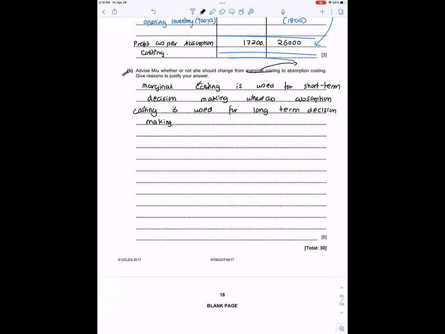So marginal costing is used for short-term decision making, whereas absorption costing is used for long-term decision making. What is good? Short-term decision making is good or long-term decision making is good? Yes, it depends on the situation. What is your situation? I don't know.